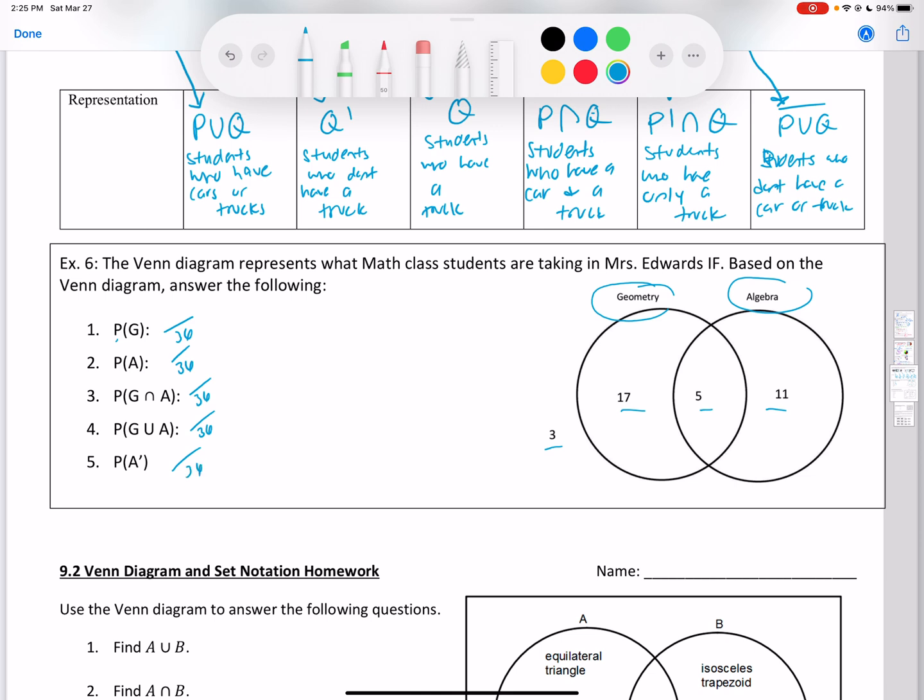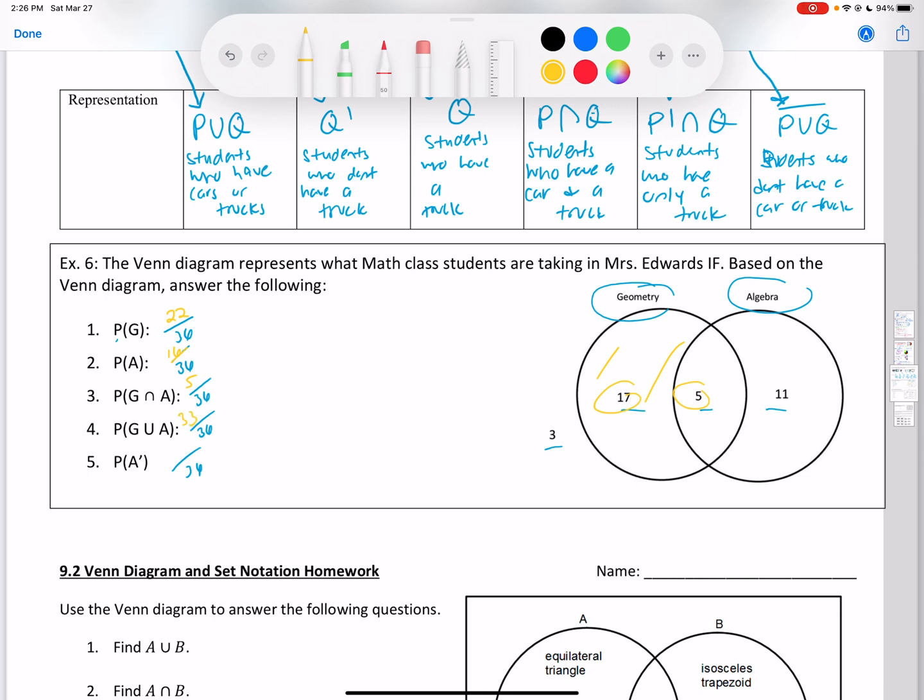So what's the probability of geometry? So geometry is the 17 plus the 5, which is the 22. The probability of algebra is the 5 plus the 11, so that's 16. That's everything in those circles. The probability of geometry and algebra is the intersection, so there's 5 that are overlapping. The probability of geometry or algebra is everything inside of these circles. So 17 plus 5 is 22, plus 11 is 33.